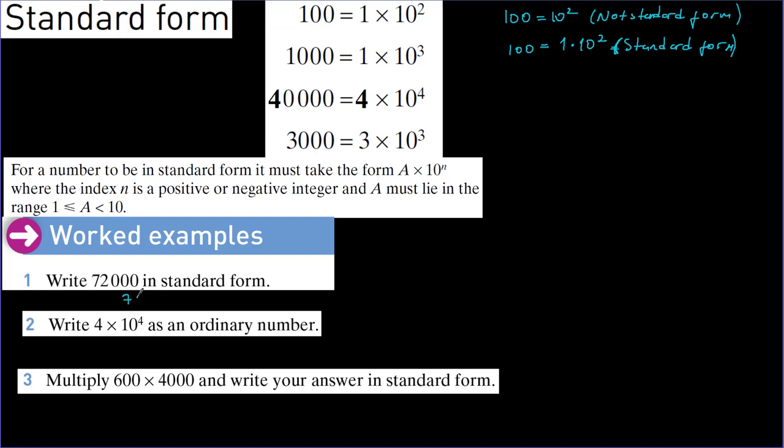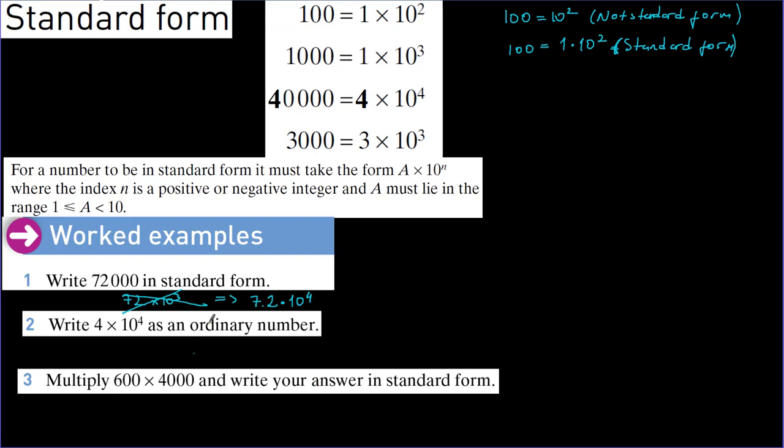Firstly, you may think it is 72 times 1000, or 72 times 10 to the power of 3. But this is not standard form, because the number should be between 1 and 10. 72 is bigger than 10, which means we are going to do it like this: 7.2 times 10 to the power of 4 is the standard form.